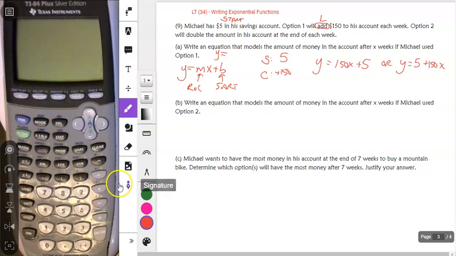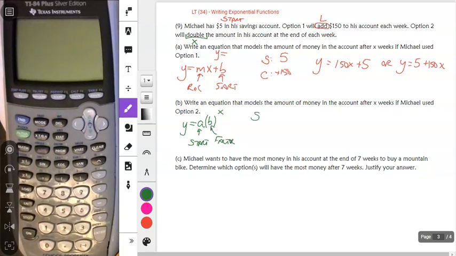For question B, write an equation that models the amount of money in the account after x weeks if Michael used option 2. Now option 2 says that we'll double the amount. The word double means multiply. So in our formula sheet, it says that an exponential function looks like y equals a times b raised to the x power. The a is the start, and the b we call the factor, whatever we're multiplying by.